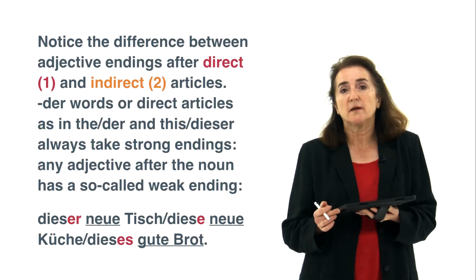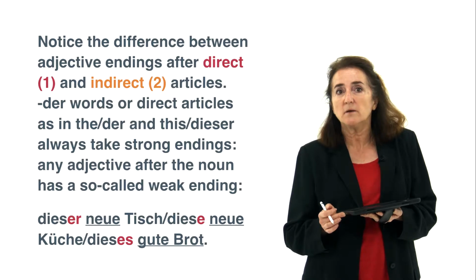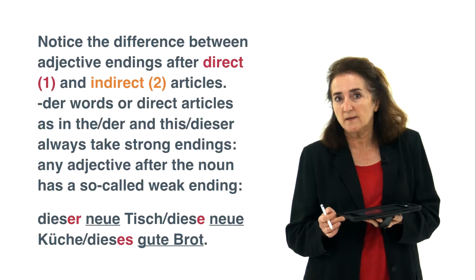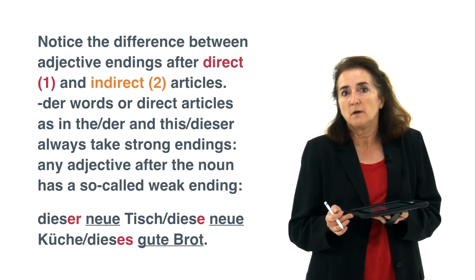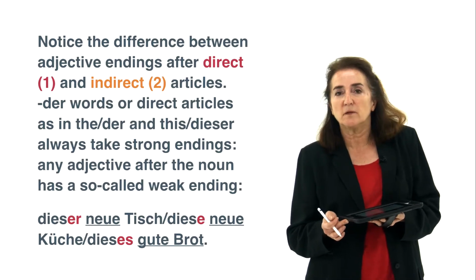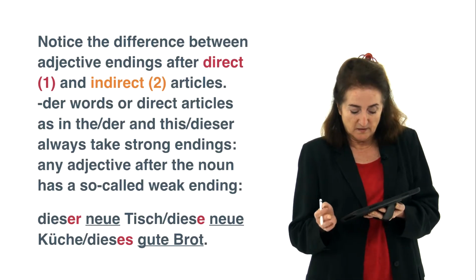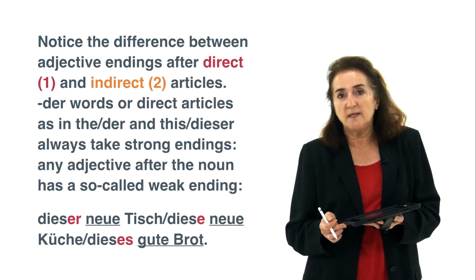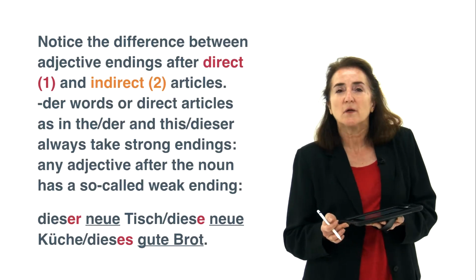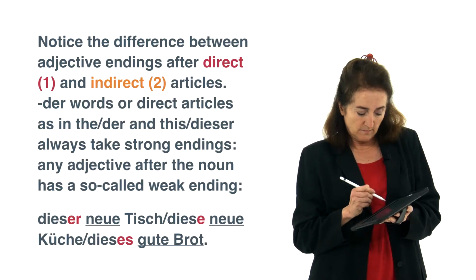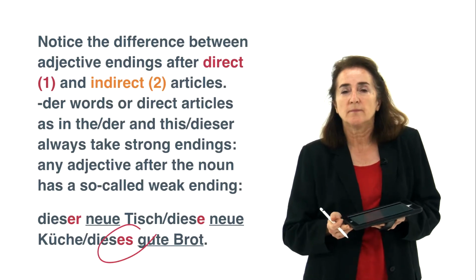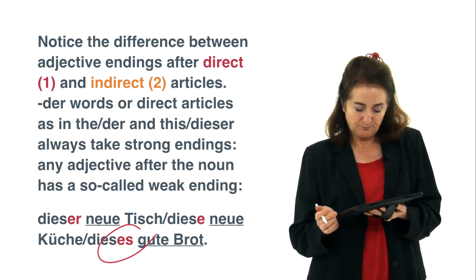An example: dieser neue Tisch und diese neue Küche, dieses gute Brot. Notice the endings: dieser, er, for der Tisch, masculine; die Küche, so you have the e ending on the demonstrative article diese, that new kitchen; and dieses gute Brot, Brot is das Brot, bread, so you have the es ending on dieses to say, right, it's neuter and it's nominative.